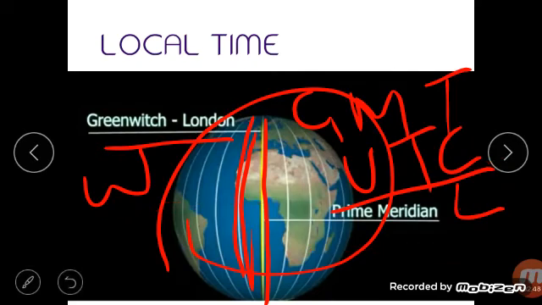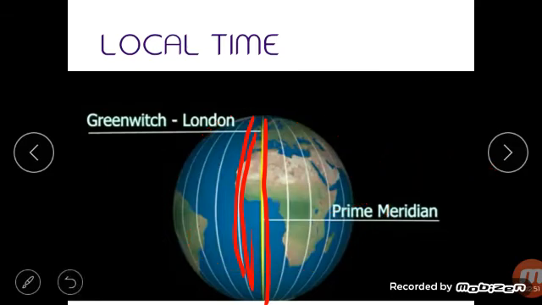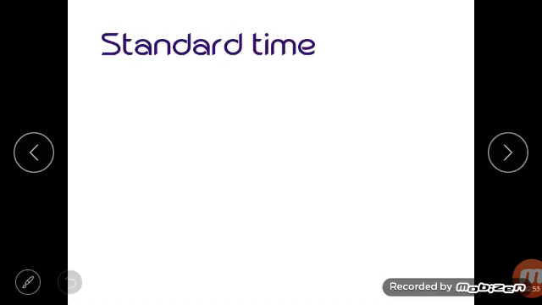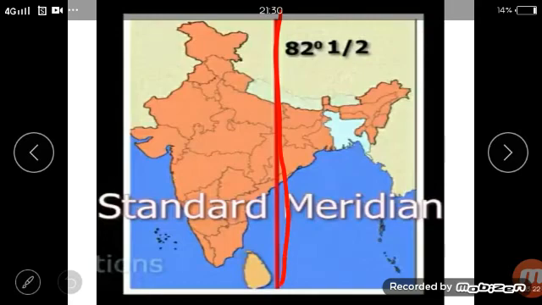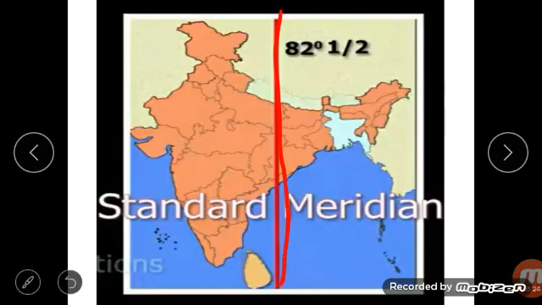Okay, now next we have to study about standard time. The local time is different on different longitudes. This could create confusion if all places within a country follow their own local time. Thus, to avoid this confusion, a longitude which runs more or less through the center of the country is used.